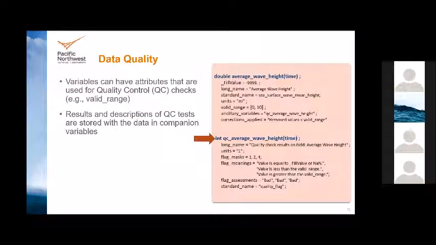Then in addition to these attributes, we actually use those to run the quality control tests. All the results should be stored in a companion variable. So if your variable name was average wave height, then you would have a companion variable called QC average wave height, and that would contain all the results of your QC test. Max will go over this in more detail in the examples, but the QC companion variable will define every test that you had, what the meaning of the test was, what flags indicate whether the test succeeded or passed, and then you can go back and look.